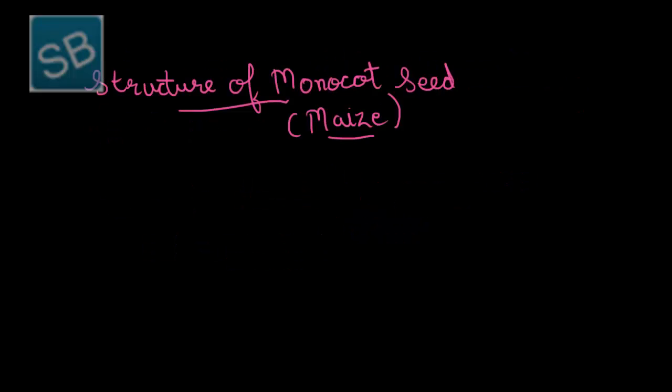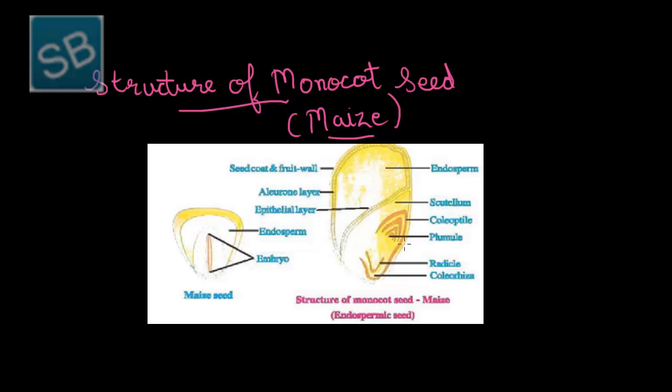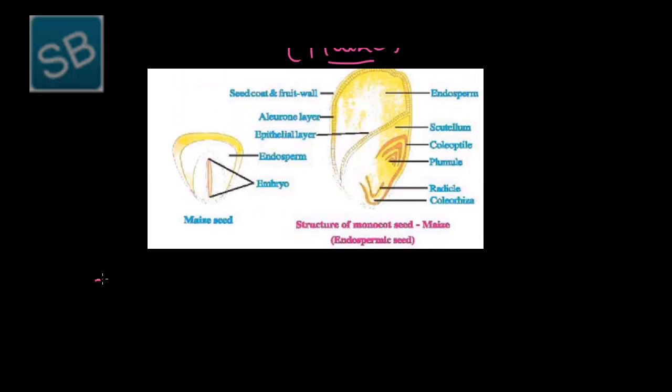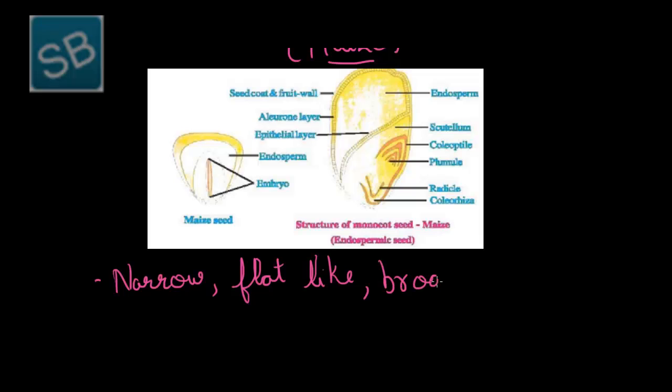Till now we have studied the structure of the dicot seed. Now we will understand the structure of the monocot seed. Maize is the best example of monocot seeds. This figure depicts the structure of a monocot seed, that is maize. As it can be seen from the figure, maize is narrow, flat-like, broad at one end and narrow at the other.